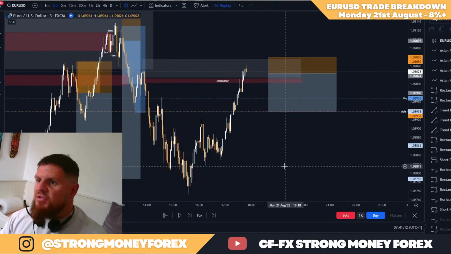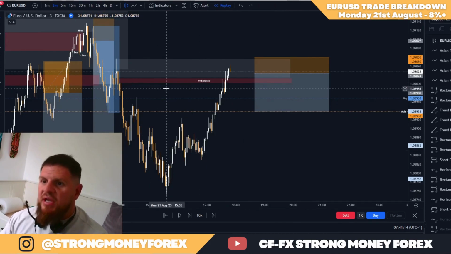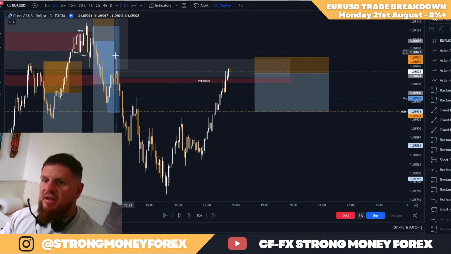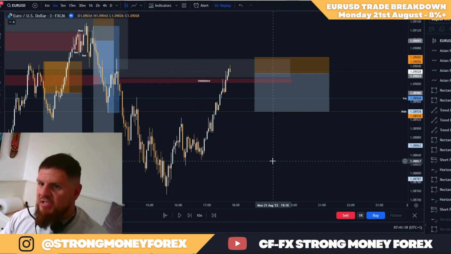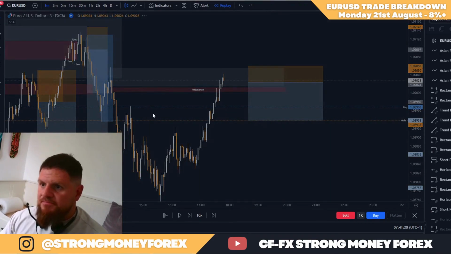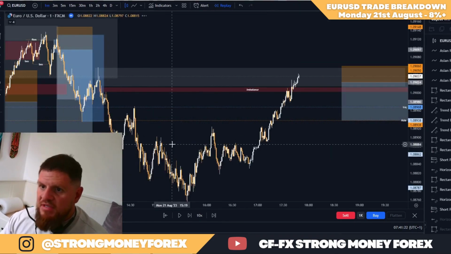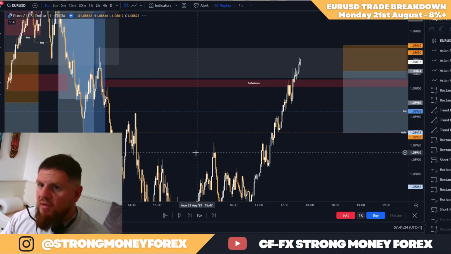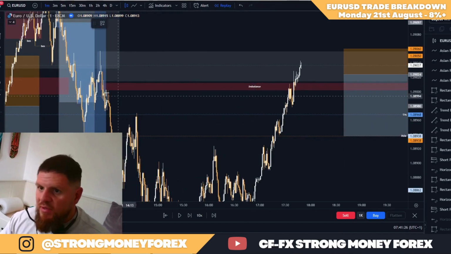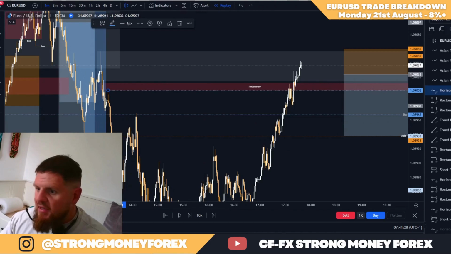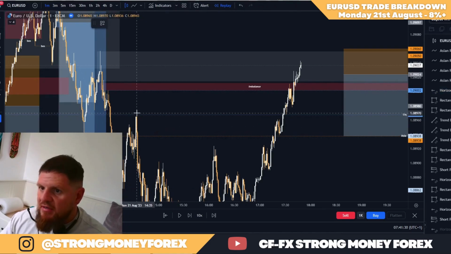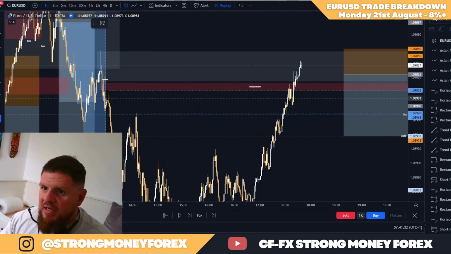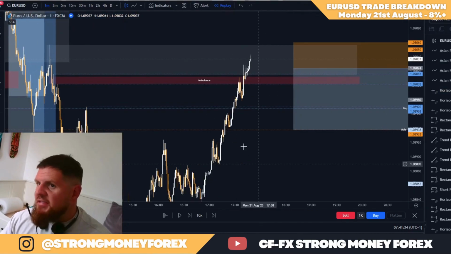Okay, so price came in and took out our imbalance. This is very clearly a supply zone that we want to pay attention to. We've also got, if you see here, what have we got below the supply zone? We've got multiple points of liquidity. We've got that liquidity point there, this liquidity point here, this liquidity point here, and we've got an area where we like to see reversals.